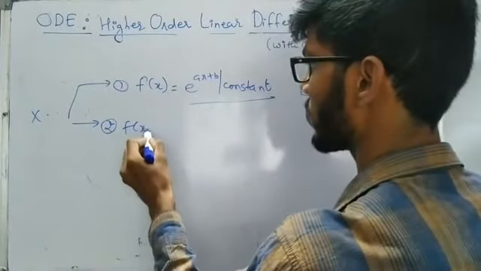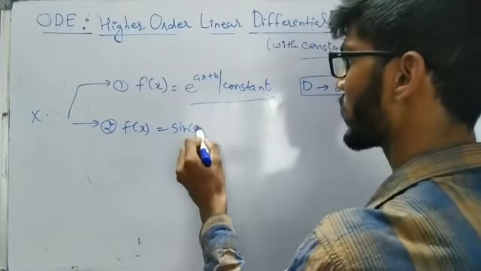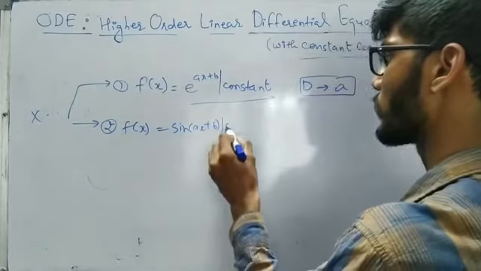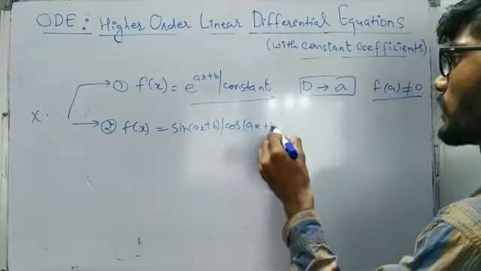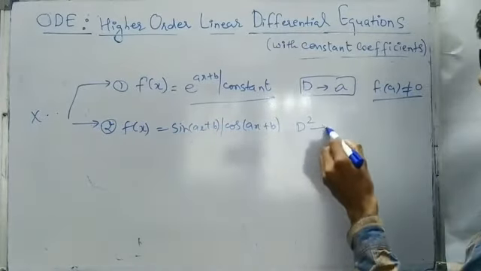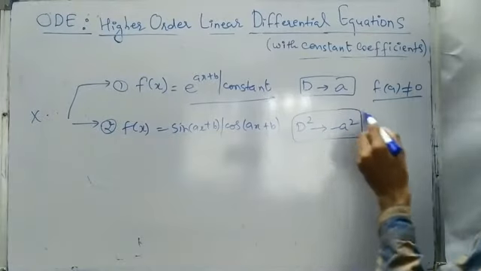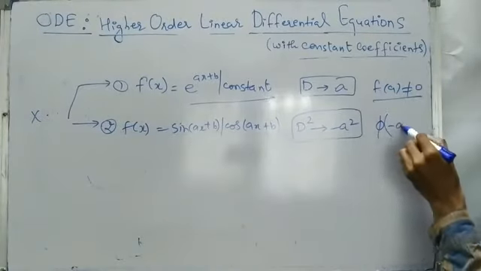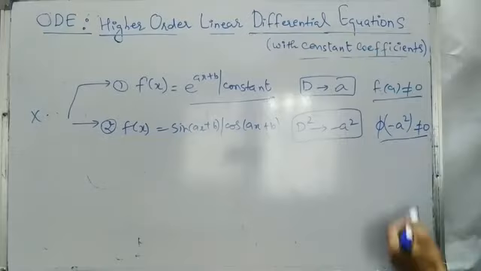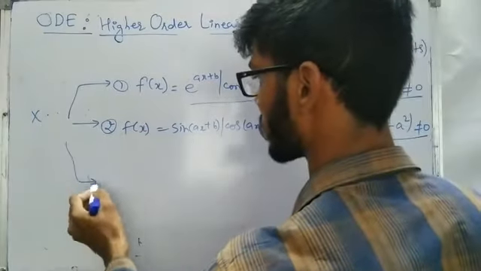And in the second case, f of x is nothing but sin(ax plus b) or cos(ax plus b). So in that case, you will have to replace D square by minus a square, and again you have to keep in mind that phi of minus a square should not be 0. If it is 0, you will have to make use of the differentiation property.